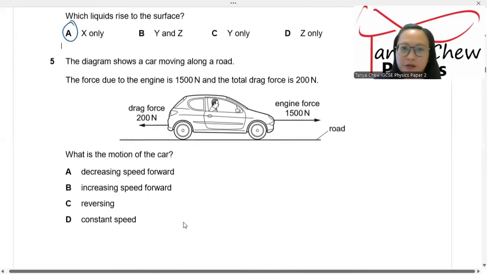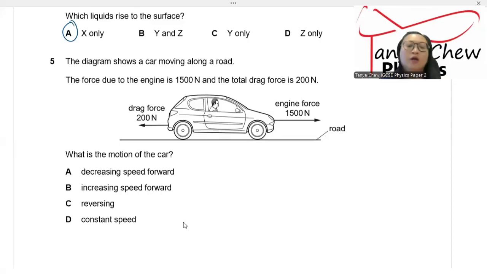Question number 5. If you are aware of the past-year questions and you have done a lot of them, you definitely know that question number 5 is a repeated question. But let us discuss question number 5. The diagram shows a car moving along a road. The force due to the engine is 1,500 Newton and the total drag force is 200 Newton. What is the motion of the car? Motion is related to acceleration, related to speed, how fast or how slow the car is moving. Now let me find the resultant force first.